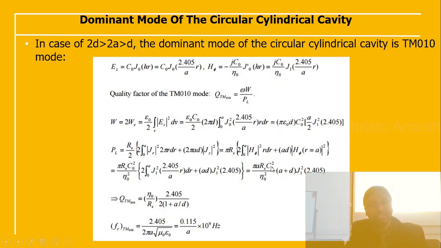So it is actually eta naught by the surface resistance Rs, 2.405 by 2, multiplied by 1 plus a by d. If you calculate the resonant frequency, it will be 2.405 by 2 pi a square root of mu naught epsilon naught. Substituting the value of d, you will get 0.115 divided by a, multiplied by 10 power 9 hertz. So that is the resonant frequency for the dominant mode, TM010.